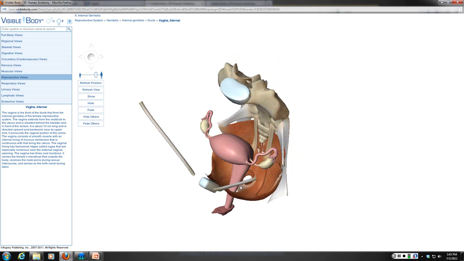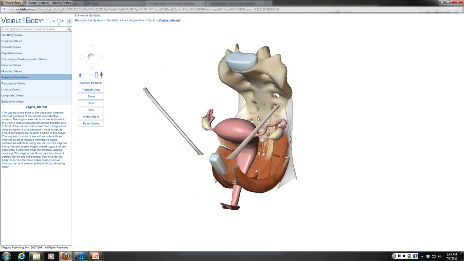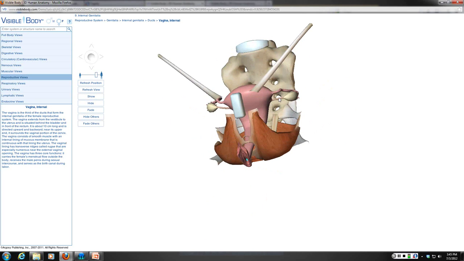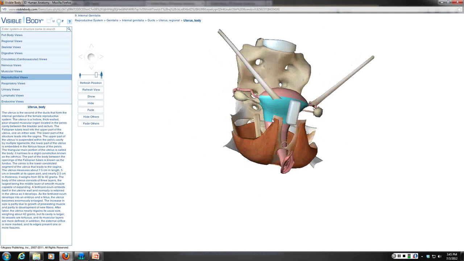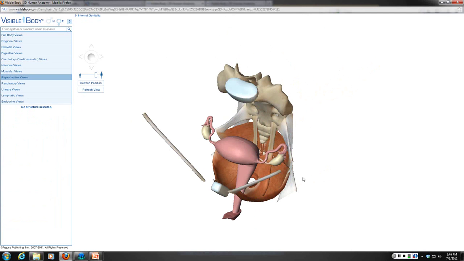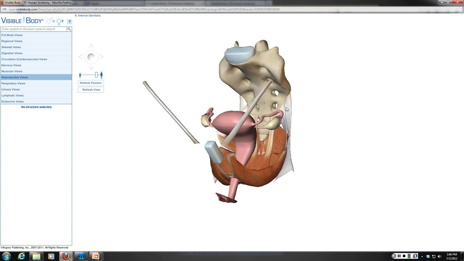Okay, so you have those on each side. Another nice thing about Visible Body, it gives you a pretty clear view of some of the structures, like right here, the ovarian ligaments that actually help attach the ovaries to the uterus. So some of those things are harder to see on the models in the lab or to get a good 3D perspective with using the diagrams in the textbook as well.